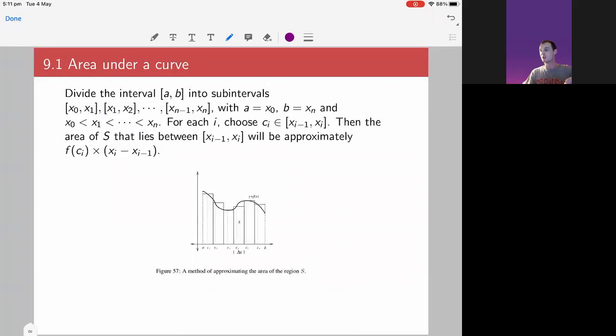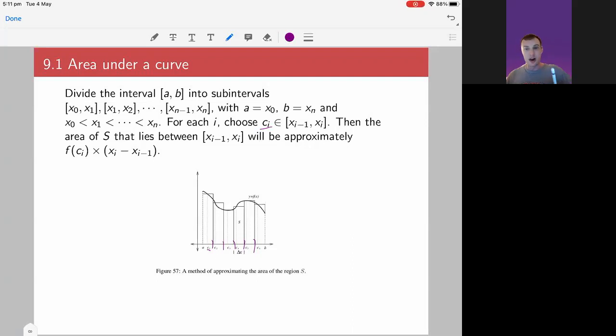So this is ultimately what we're going to do. We pick our function, pick a collection of subintervals, pick points on each of those subintervals, we're calling them c_i, and then what we're going to do is look at the area of the rectangle corresponding to that partition and the choices of points c_i inside all of those subintervals.